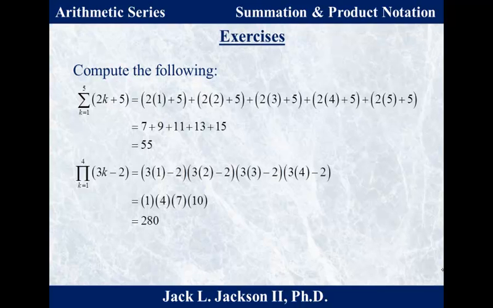Similarly, we can do the one below. This is a product notation. When you plug in k as 1, you get 3 times 1 minus 2 is 1. Plug in k as 2, you get 3 times 2 minus 2 is 4. 3 times 3 minus 2 is 7, and 3 times 4 minus 2 is 10. And of course, here you notice once we start with 1, we're going up by 3, so 1, 4, 7, 10, for a total of 4 numbers.